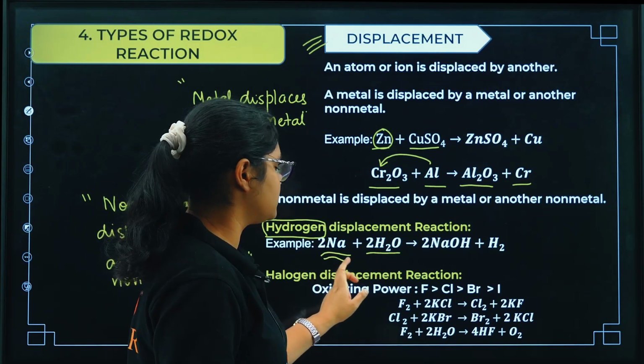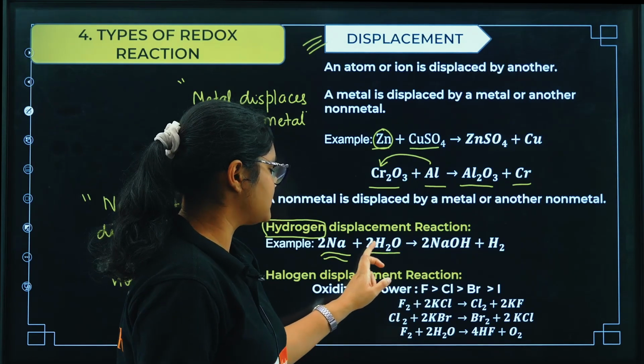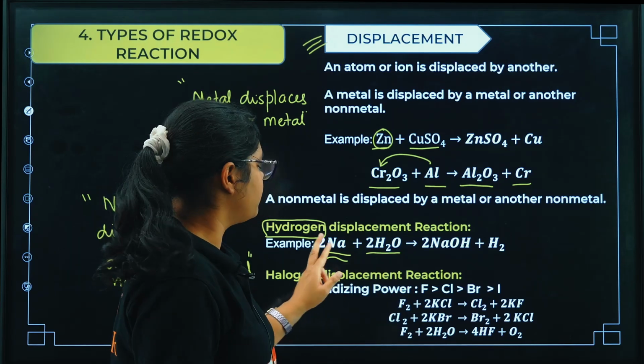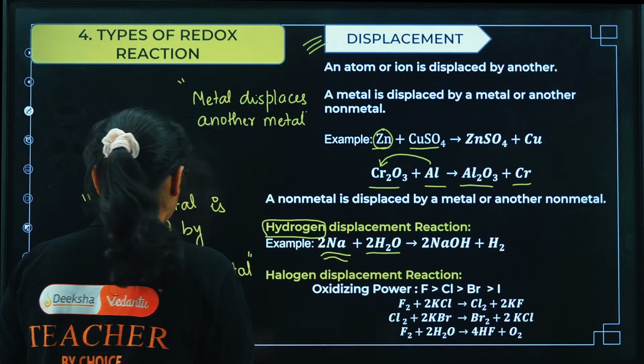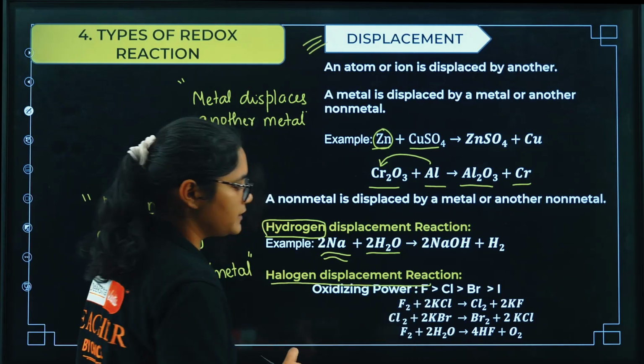Hydrogen, if you react with sodium, what will happen? You will get NaOH plus H2. So what is happening here? This H2 is replaced by Na, right? So metal is displacing this non-metal. There is another way where the non-metal displaces the non-metal, that is halogen displacement reactions.